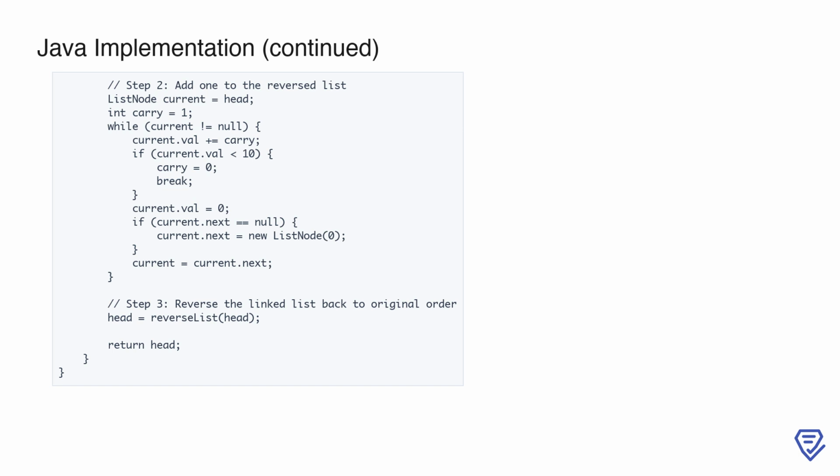After completing the addition, step 3 involves reversing the list back to its original order using the same reverseList method. This ensures the digits are in the correct sequence. Finally, we return the head of the modified list, which now represents the original number +1.